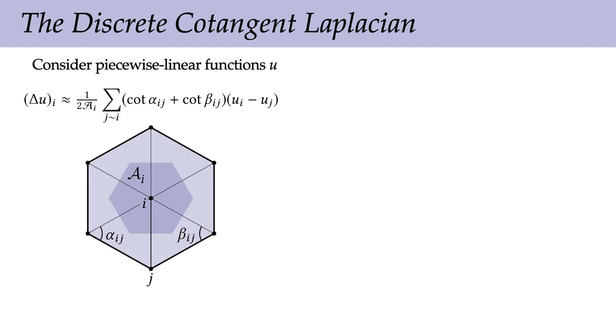We express the value of Laplace u at a vertex I as a sum over the neighbors of I, and essentially measure the average difference between the value of u at I and at I's neighbors. We weight these differences by some expression involving cotangents, and also have to divide the whole sum by a vertex area AI, which is just a third of the areas of the adjacent triangles. While this formula may appear mysterious, it arises quite naturally when working with triangle meshes, and has been derived and rederived countless times in many different contexts.